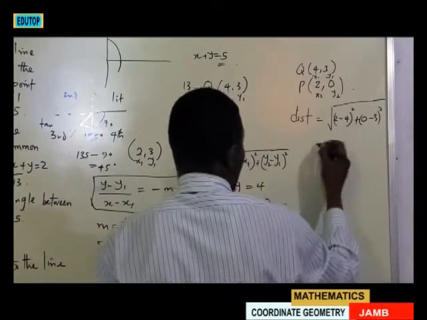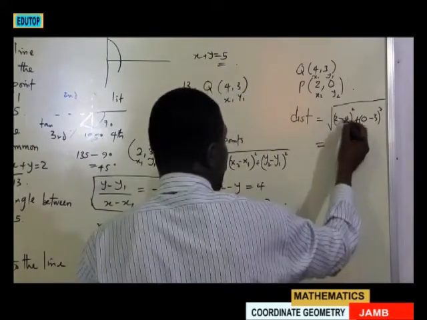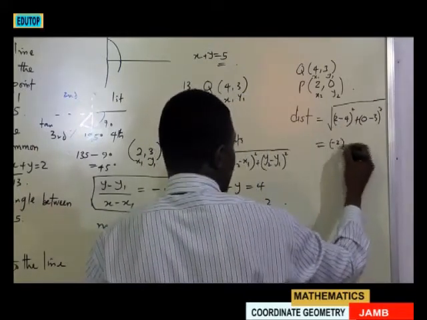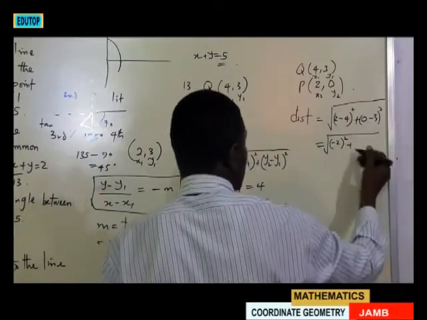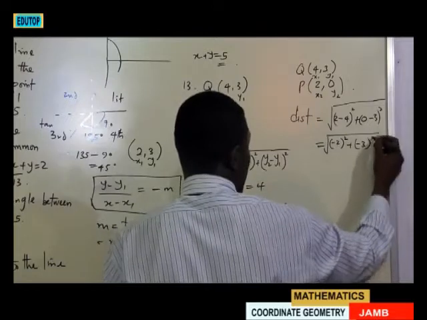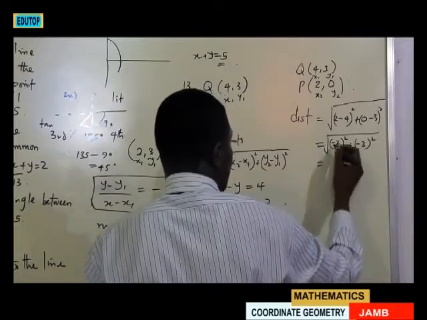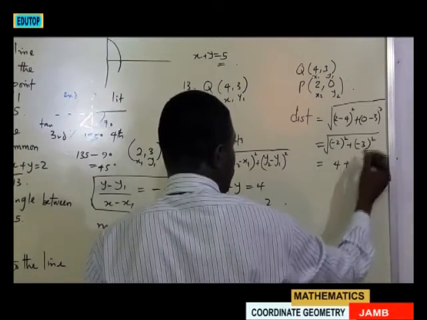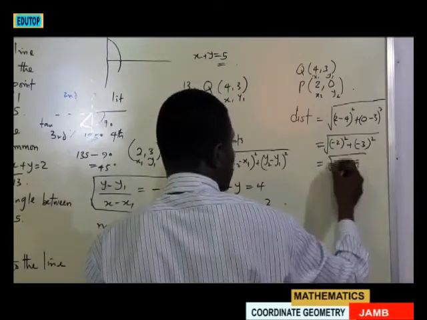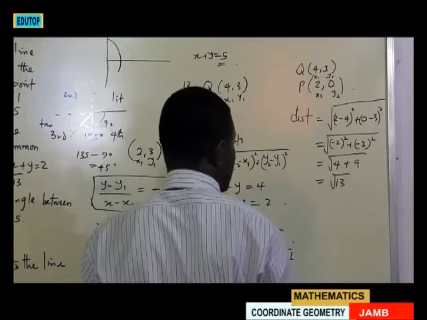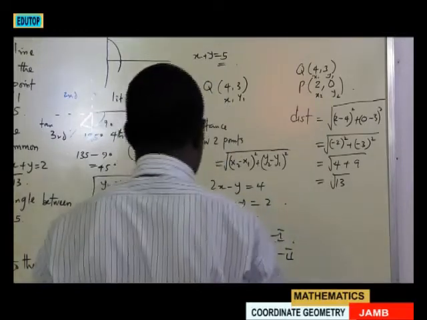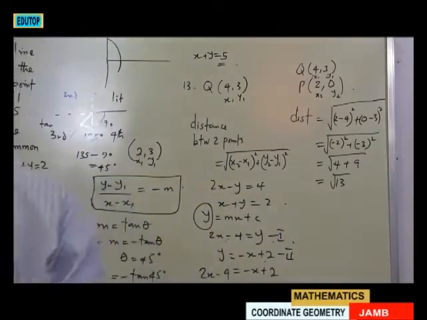Now I have 2 minus 4, that's minus 2 squared, under the square root, plus 0 minus 3 squared. So I have minus 2 squared is 4, plus minus 3 squared is 9. So I have 4 plus 9, that's 13. So I have the square root of 13 as my distance between the 2 points. So I go to my options and see the one that correlates with that, and that would be no other option than option D.